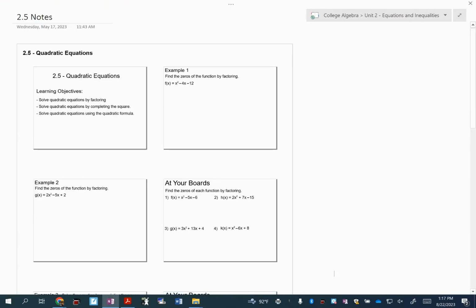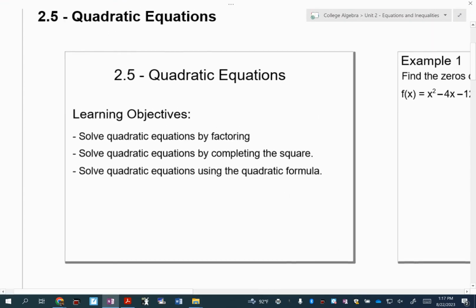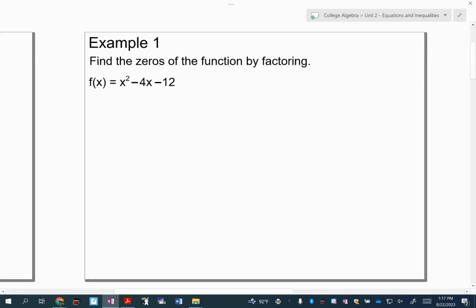In this video, I'm going to go over how to solve quadratic equations using three different strategies. The first one will be factoring, then completing the square, and finally the quadratic formula. So first off, factoring.